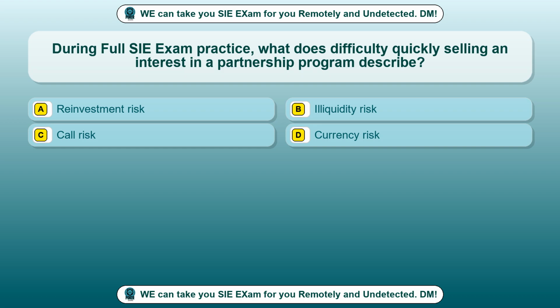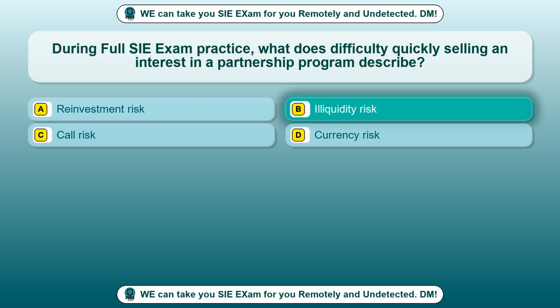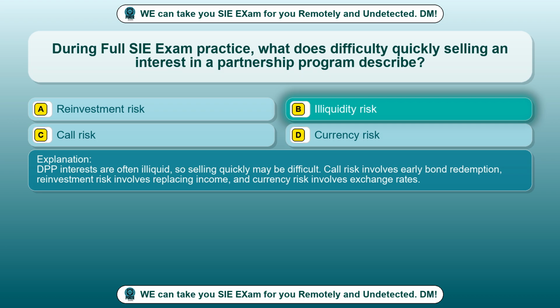Option B. Illiquidity risk. Option C. Call risk. Option D. Currency risk. The correct answer is option B. Illiquidity risk. DPP interests are often illiquid, so selling quickly may be difficult. Call risk involves early bond redemption, reinvestment risk involves replacing income, and currency risk involves exchange rates.